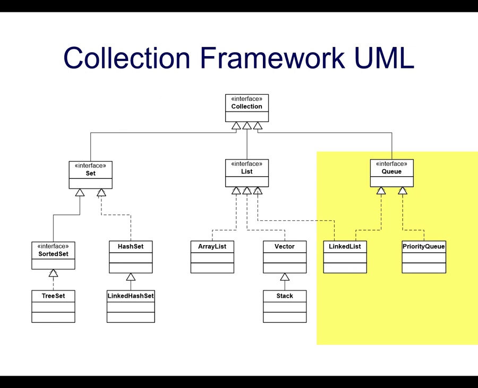Two of its implementations are shown in this UML diagram. The LinkedList class is one of them, so it implements both the List and the Queue interfaces. The linked list implementation is what one would use for a first in, first out queue. As the name suggests, the PriorityQueue class would be used when a priority queue is needed. The leftmost interface is the Set interface. It has three implementations that we will discuss in one of the later parts of this video.